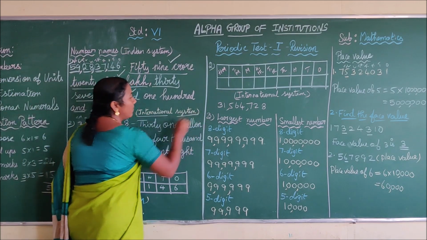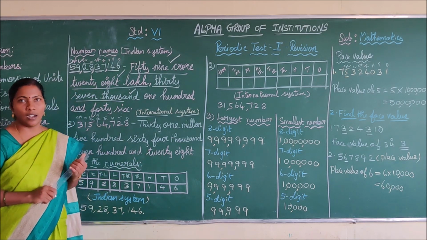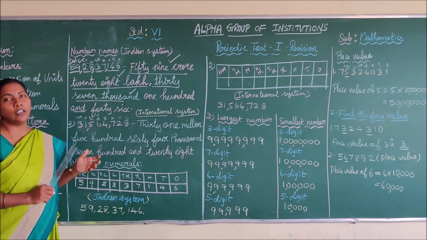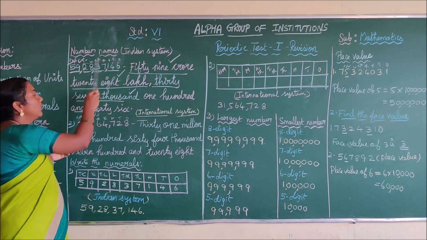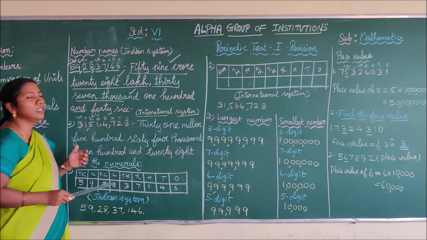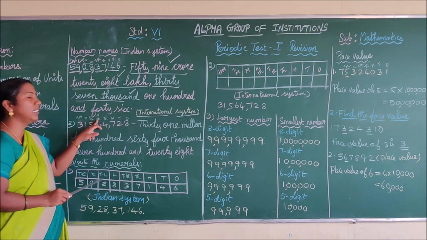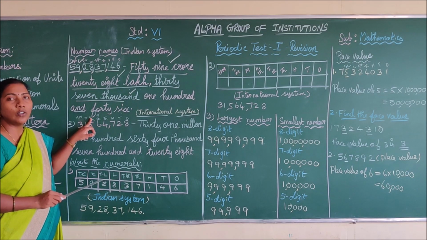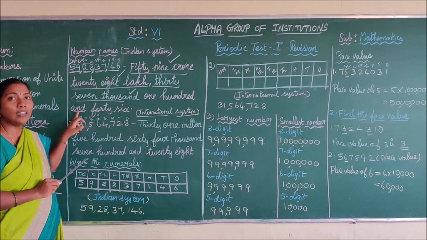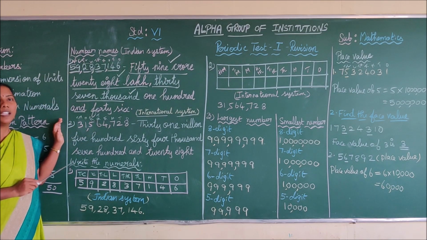What are the place values in the international system? Ones, tens, hundreds, thousands, ten thousands. Up to this ten thousand, the Indian system and the international system are both the same. After that, in the international system, after ten thousand we have hundred thousand. After that, million, then ten million, and then hundred million. These are the place values in the international system.